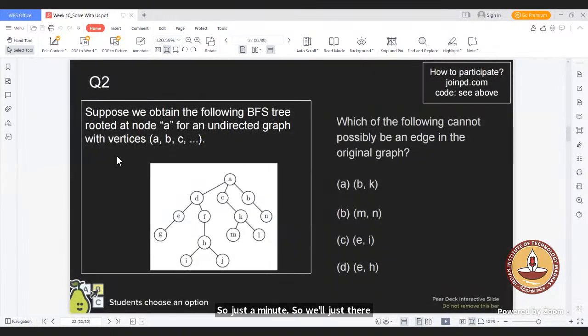This is the question actually. Suppose we obtain the following BFS tree rooted at a node A for an undirected graph. So this is a BFS tree. The question asks which of the following cannot possibly be an edge in the original graph. So everyone got this question?